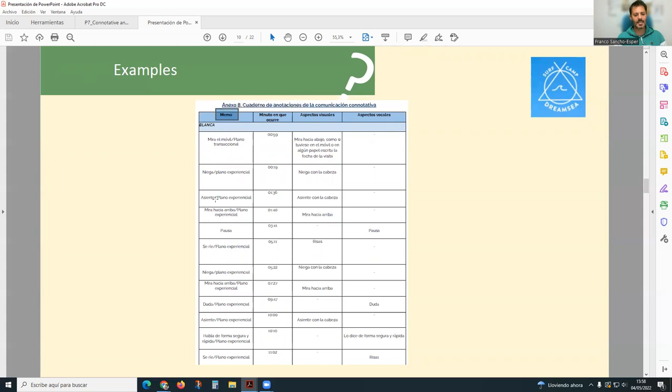Be nice, not, look up, silence. We have the minute where this appears. And this is the explanation of the visual aspect or the vocal aspect. As you see, this is another important thing you have to do for each of the in-depth interviews. You need to create a table like this.